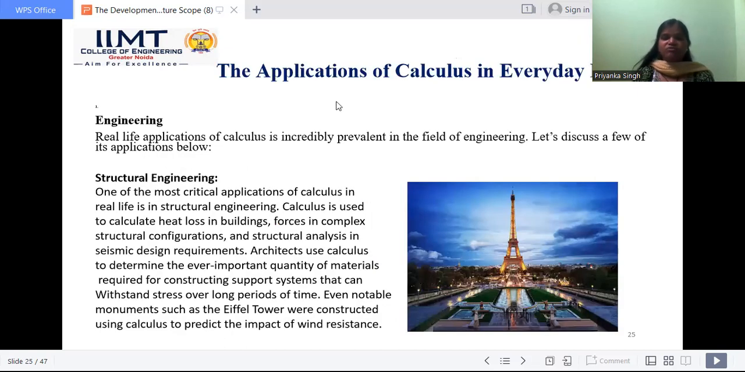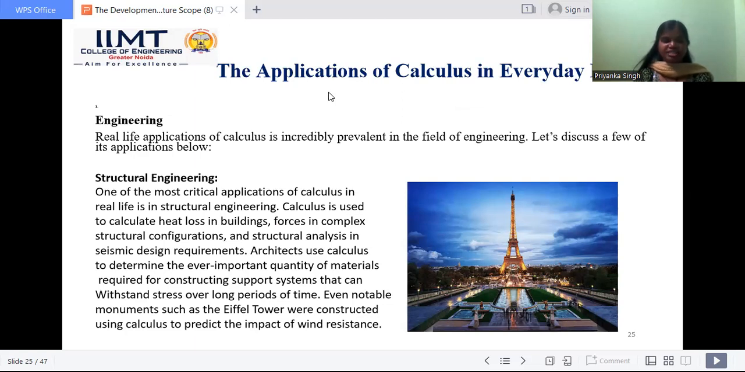The application of calculus in everyday life. In engineering, real life applications of calculus are incredibly prevalent. Let's discuss a few of its applications below.